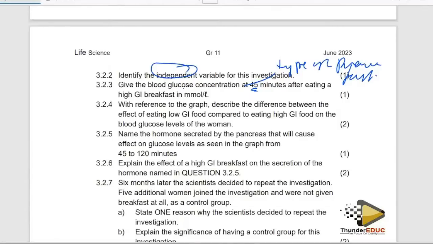They are saying that with reference to the graph, describe the difference between the effect of eating this compared to the eating of high on the blood glucose level.